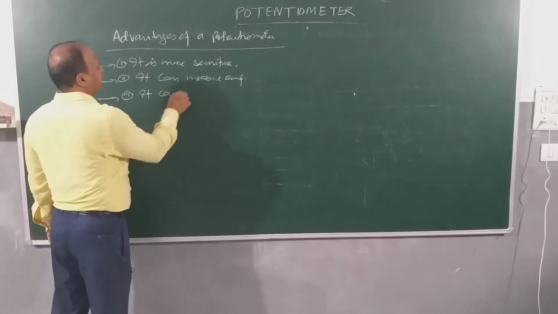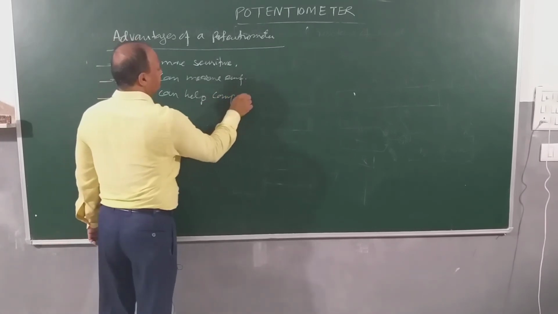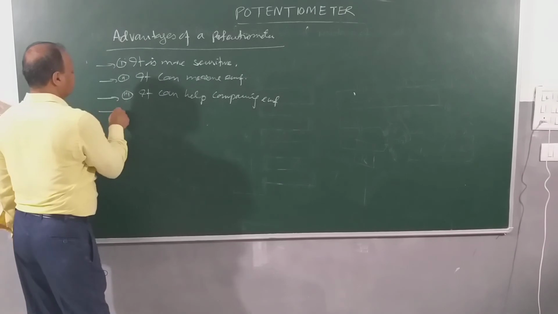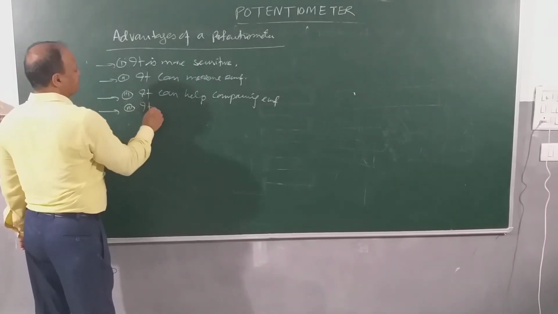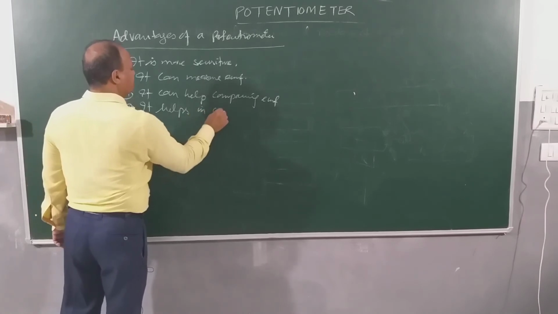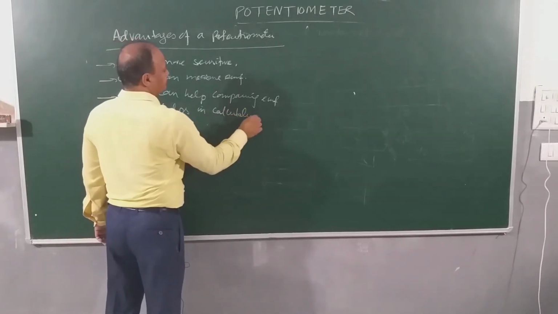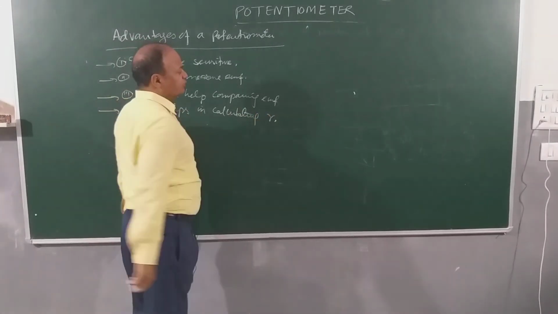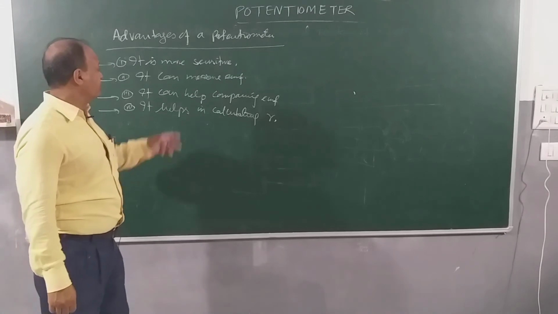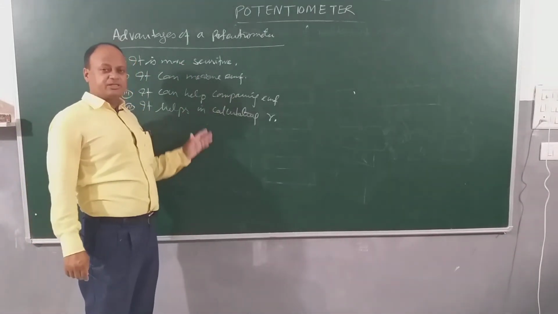Okay. Then number 3, it can help in comparing EMF, and number 4, it helps in calculating internal resistance. So these are the advantages of using a potentiometer, but the major advantage is sensitivity and that it can measure EMF, right? This is a major advantage.